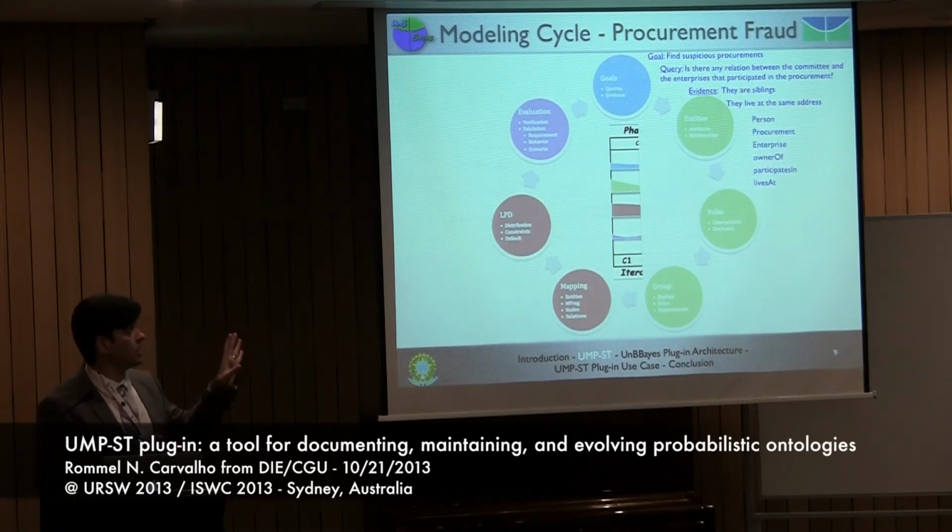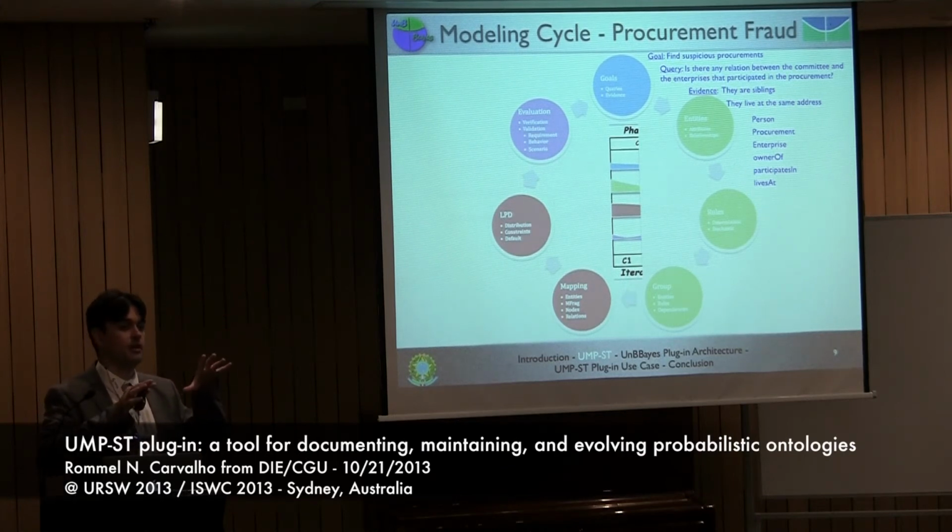And then once you look at those queries and goals and so on, you try to identify keywords that are going to show you what kind of things you're going to need to have in your ontology. So you see that we're talking about person, the procurement, you have enterprise, you have the owner of the enterprise, you have the person responsible for that procurement, you have the person lives at a certain address, and you have the address and so on. So you try to create all these different keywords that are going to become your ontology in the end.